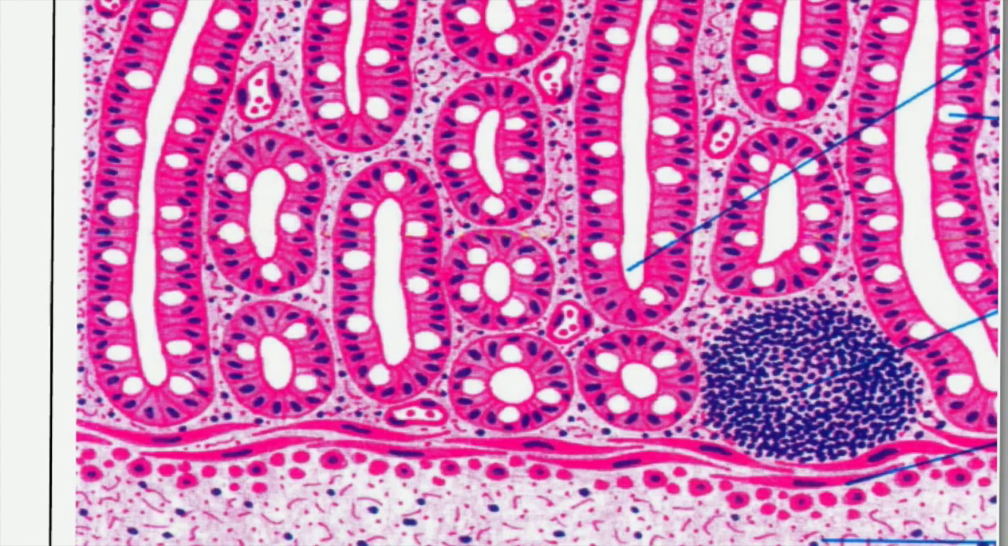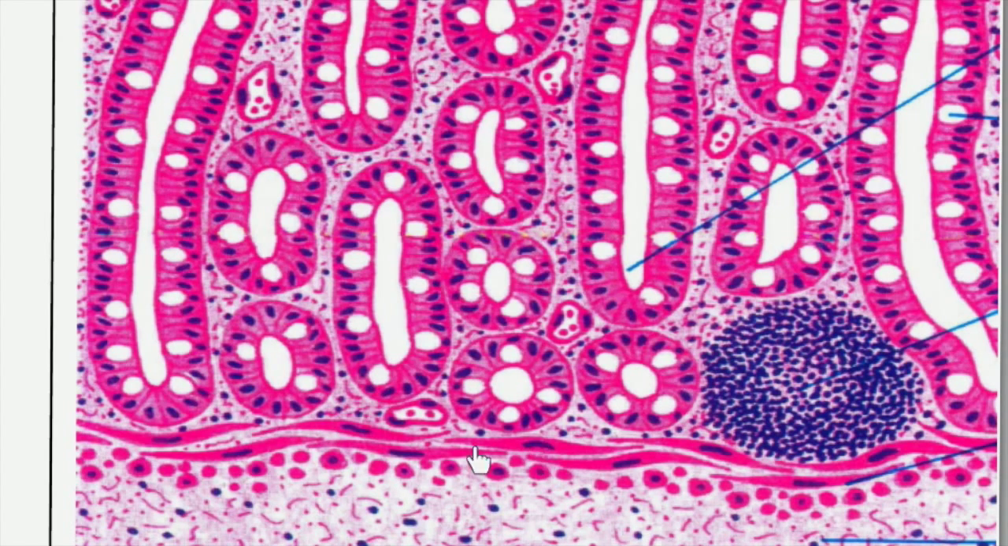In the crypts, we have the same two types of cells in addition to enteroendocrine and stem cells. But take care, no Paneth cells at all in the large intestine. Here is the connective tissue of the lamina propria containing blood vessels, fibers and cells. And here we have GALT, gut associated lymphatic tissue. We have this follicle in the lamina propria of the mucosa.